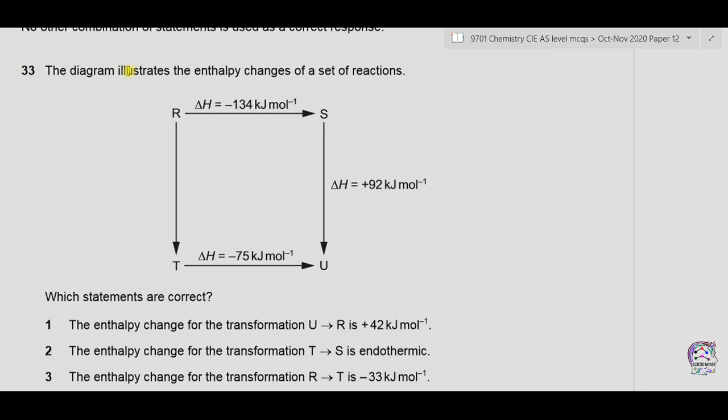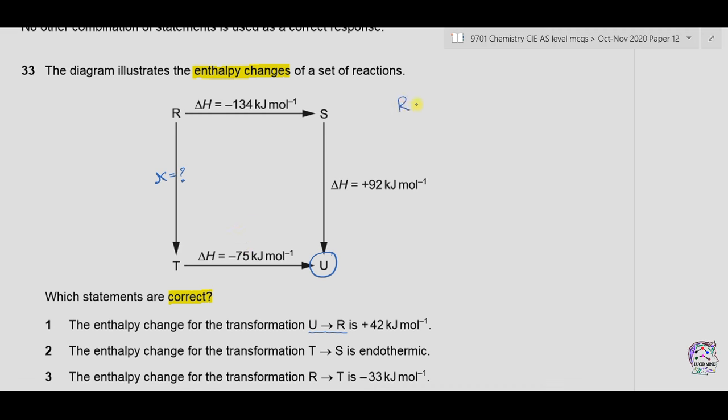Question 33. The diagram illustrates the enthalpy changes of a set of reactions. Which statements are correct? Number 1. The enthalpy change for the transformation U to R is plus 42 kilojoules per mole. They have given the transformations from R to S and S to U. Similarly, the transformation is given from R to T and T to U. R to T is absent, so we can find this one. As the product formed is same from both sides, so therefore the energy change will also be same.